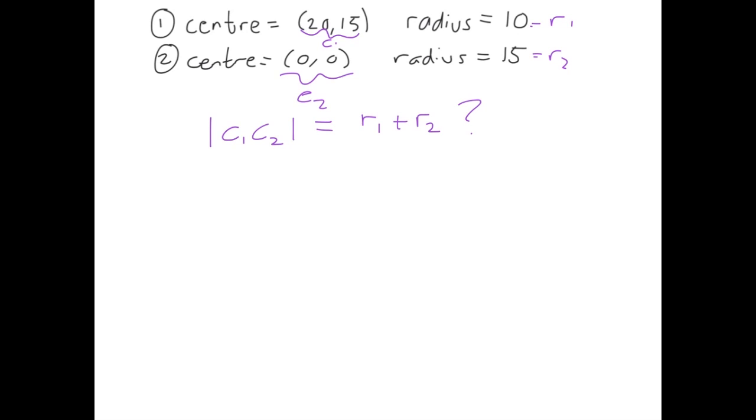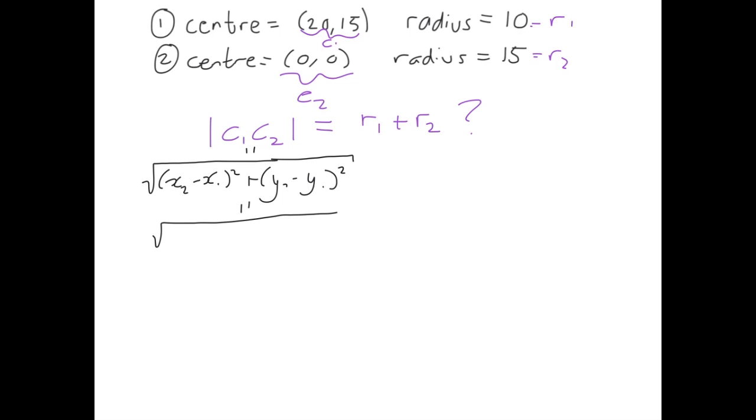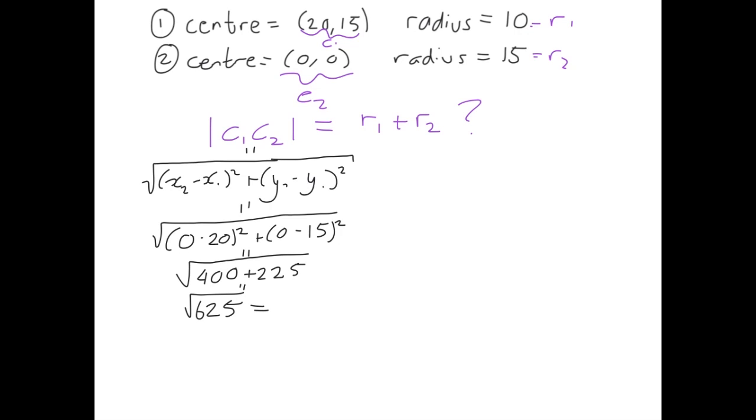Our distance formula that we had before is the square root of x2 minus x1 squared plus y2 minus y1 squared, which is equal to the square root of 0 minus 20 squared plus 0 minus 15 squared. 20 squared is 400, 15 squared is 225, so we get the square root of 625, which is equal to 25.